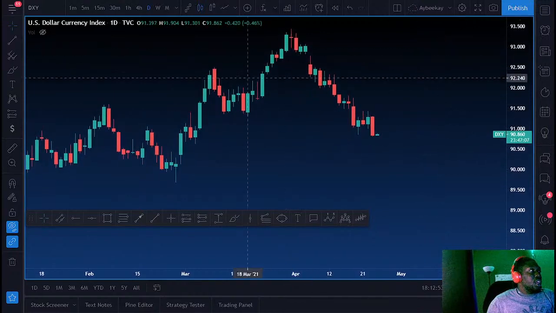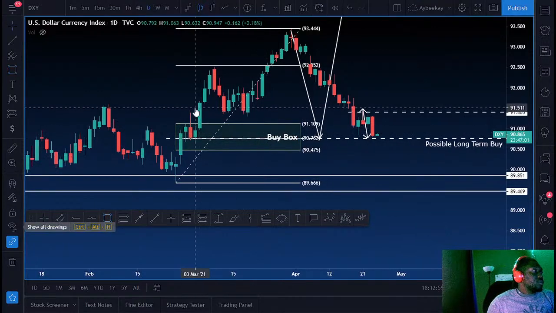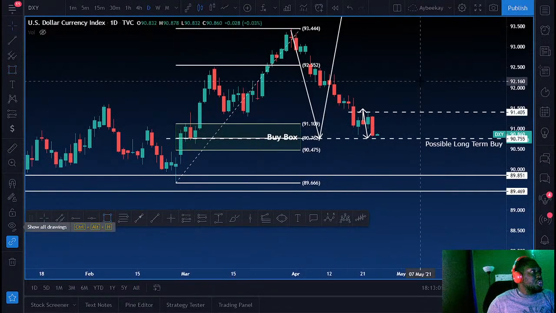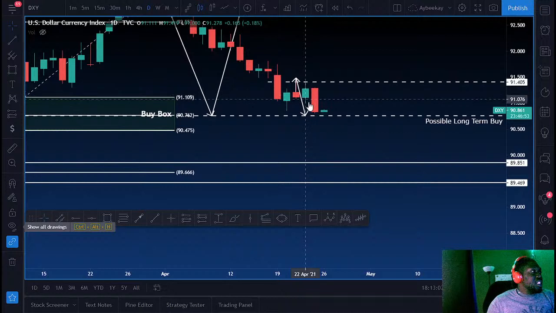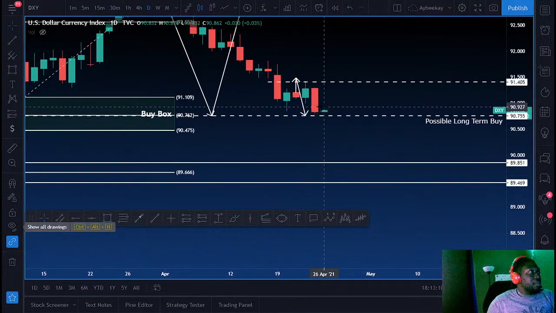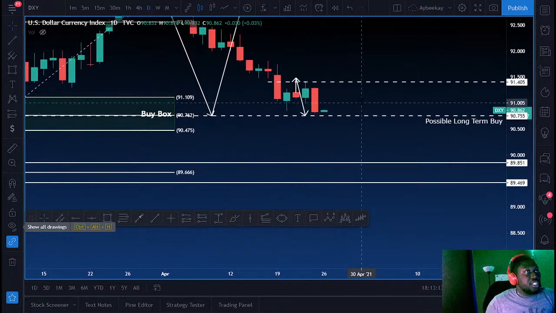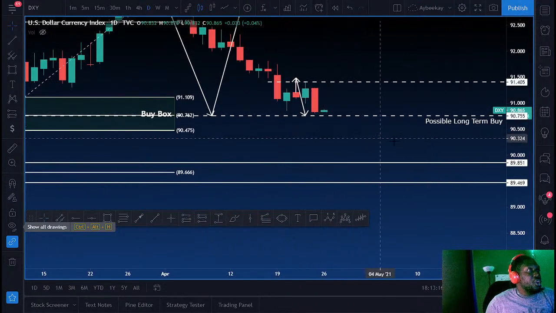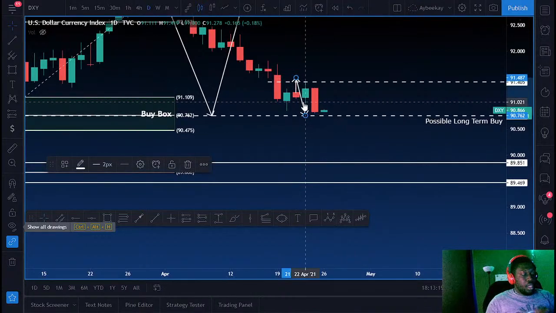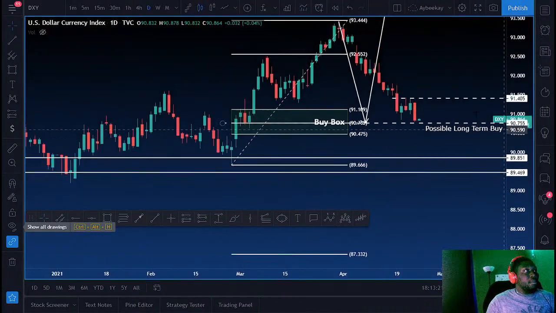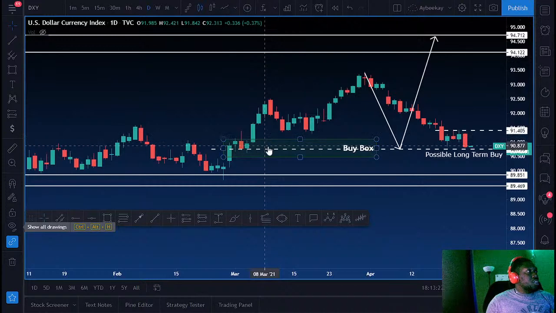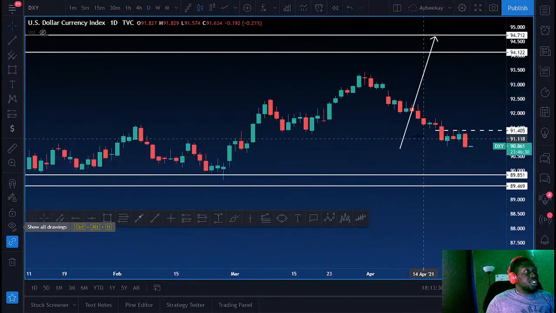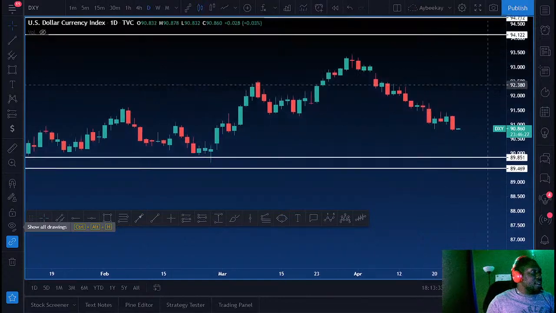It's broken this structure right here, which is, let me just put the drawings on now. It's broken this structure right here, which is something that I usually always watch for regardless. That's why I have this line right here. And I had mentioned that I wanted price to come up and then push back down sometime last week, back to 91.405, then push down to this possible long-term buy area, because the DXY is in my general buy box, right? Let me go ahead and redo it so that those can see the method to my madness.